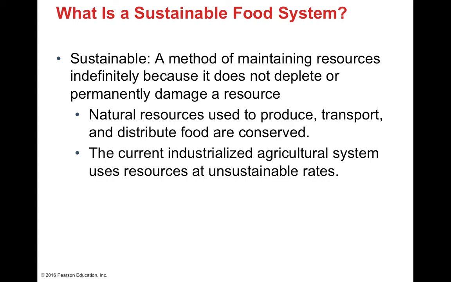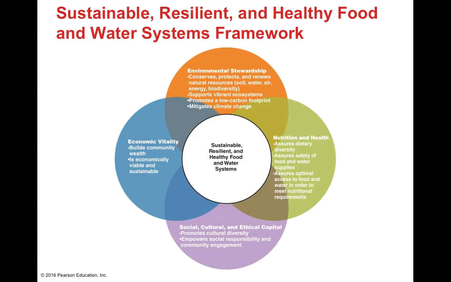Now, food is considered sustainable if it's created under a method whereby resources are maintained indefinitely because we're not depleting or damaging the resources. We're using natural resources to produce, transport, and distribute the food, and this is going to help us utilize our resources in a much more sustainable way. The way that we currently use our agriculture is highly industrialized, and it's using resources at what's considered to be unsustainable rates.